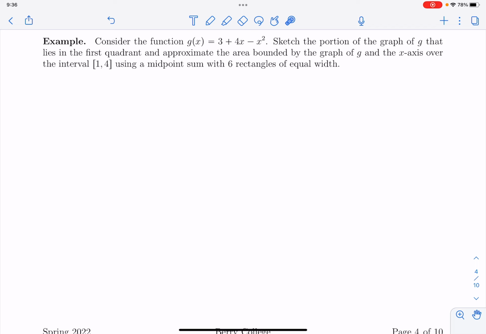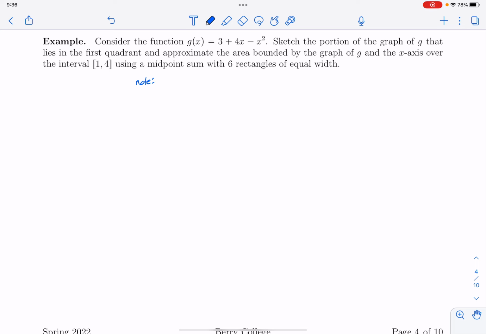Here our function is g of x equals 3 plus 4x minus x squared. The minus x squared tells me that it's a parabola, and because of the negative out front, it's opening downward, so it kind of looks like a frowny face. It would probably help for us to know where the vertex is, and maybe where the x-intercepts are, so that we can have a rough idea of what this is supposed to look like. So let's write down some observations.